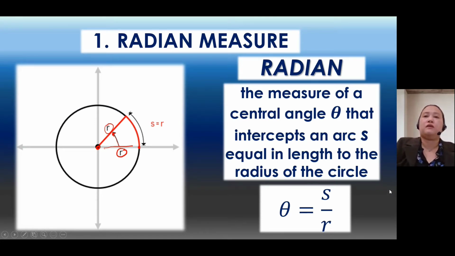So with the formula, theta equals S over R. With S equal to R, if we have the same measurement for the arc and the radius, theta is equivalent to 1. That is, if S and R are equal, and you divide S by R.